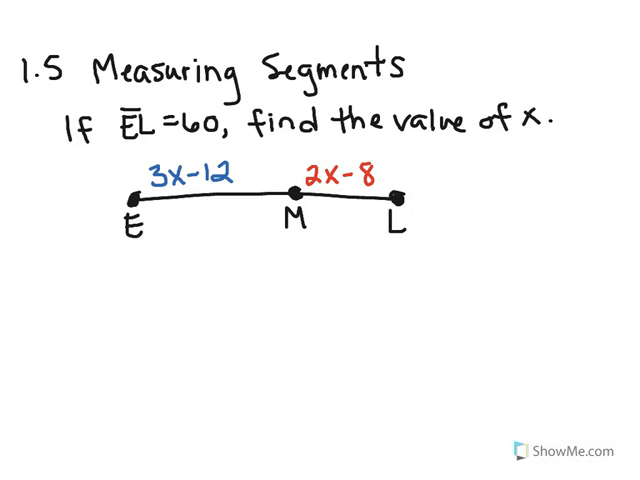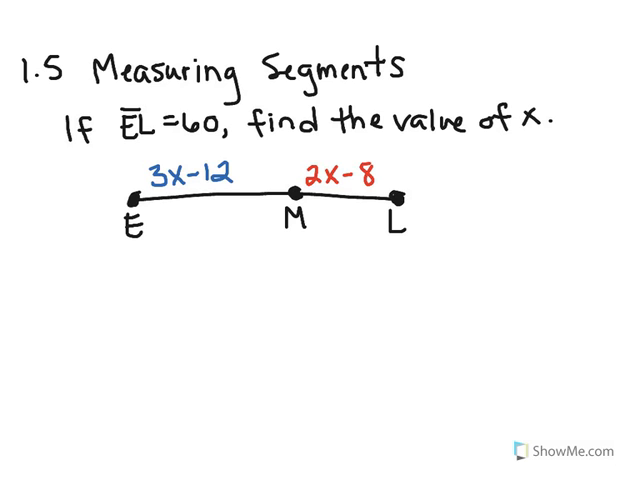This is 1.5 about measuring segments. Since we already know what segments are, we're going to learn about a postulate that tells me that if I've got two segments here, such as EM and ML, that are connected together, then the sum of those two segments should equal the entire length of the segment. And you can see that postulate in your book if you need to.